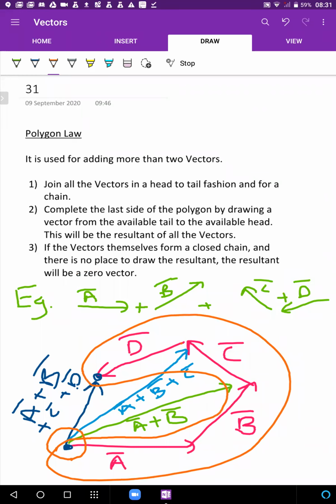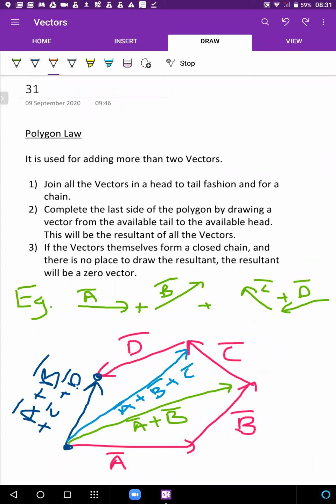So the overall tail of the chain, the available tail, and the available head, identify them. So D bar ka jo sir hai, that's the available head, because that's the free head, and this is the free tail. The second rule is telling me to draw a vector from the free tail to the free head, the available tail to the available head.